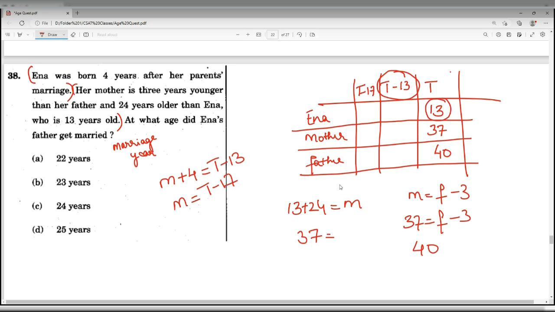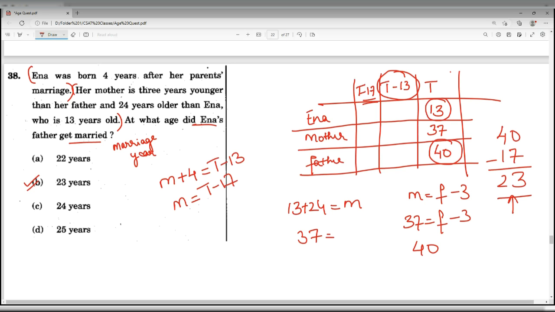And what they're asking is, at what age did Ina's father get married? So that was 17 years back. The marriage was 17 years back. Today the father is 40 years old. So minus 17 years, he was 23 when he got married. Father was 23 when he got married. The answer is B.